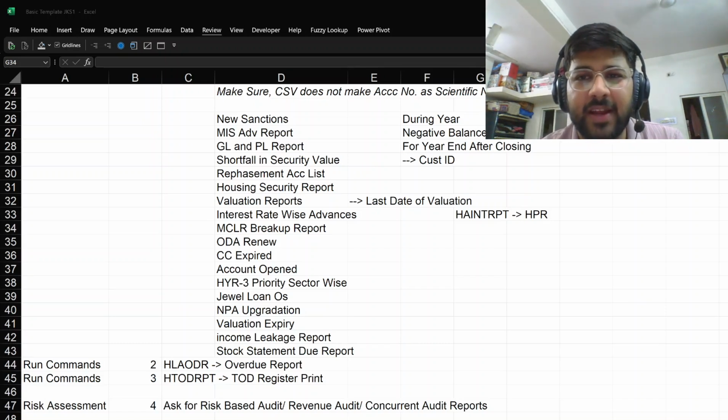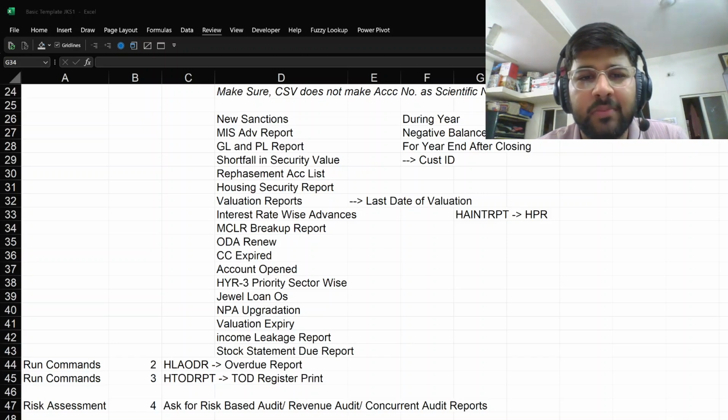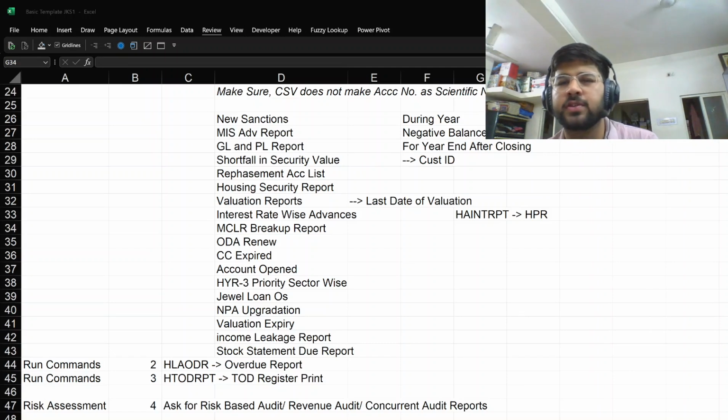This list, the HYR3 list, should match with your balance sheet outstanding advances. You should also get the jewel loan outstanding report, the NPA upgradation report, the valuation expiry reports, the income leakage report, and the stock statement due report.